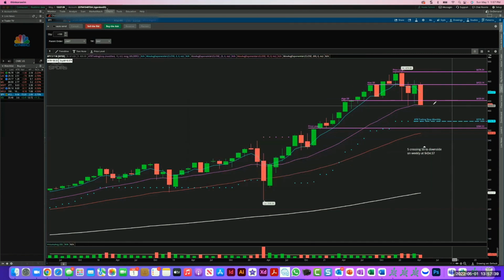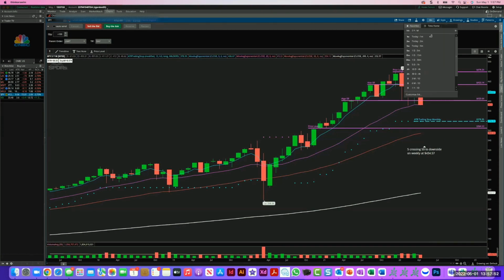So, all right, here's the ATR trailing stop on the monthly, which is where we would look for the first level of support for SPY. And if it falls through that, then on the monthly, we're looking down here. But let's see on the weekly what it looks like.